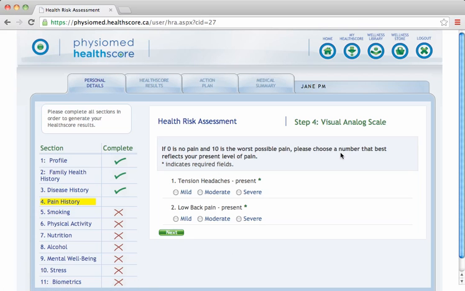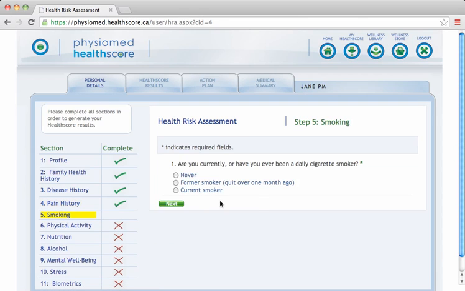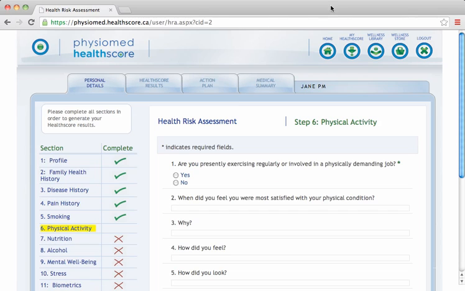I want you to rate, when you have a tension headache, Jane, would you characterize it as mild, moderate, or severe? And she will say moderate. It's pretty bad, but I can kind of live with it. And the low back pain that she's presently experiencing, let's just say it also is moderate. Jane, are you currently or have you ever been a daily cigarette smoker? She's going to say never. And we will move on to physical activity.